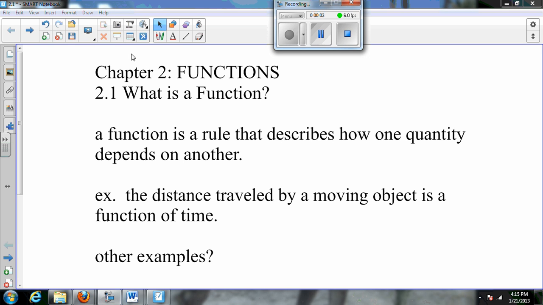Chapter 2 is all about functions, and 2.1 examines what is a function. A function is a rule that describes how one quantity depends on another. So a real-life example would be the distance traveled by a moving object is a function of time. Do you know of other examples?